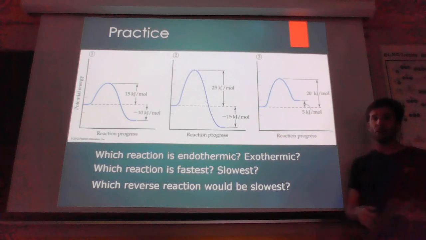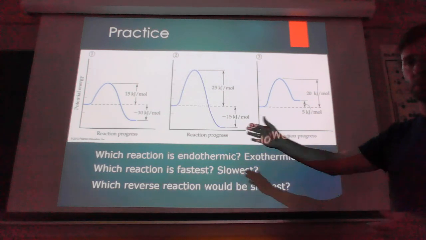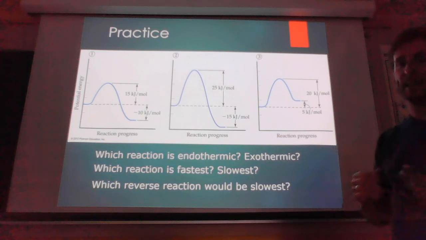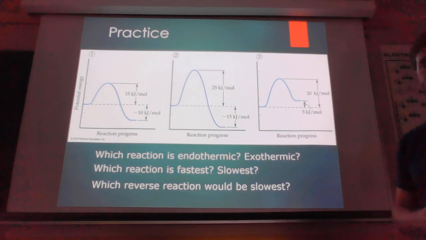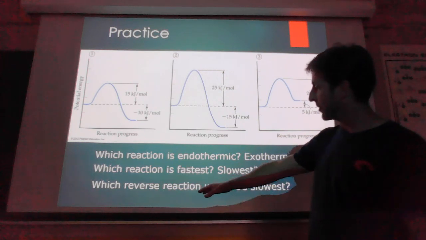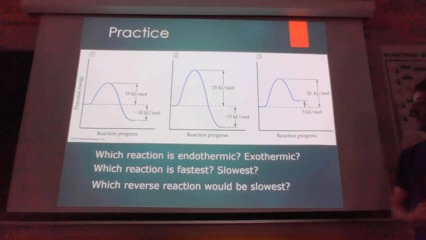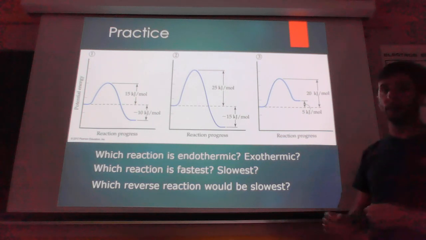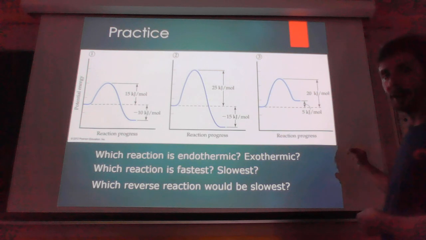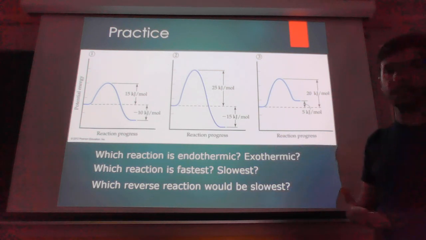Now, something we haven't talked about. Normally reactions go from left to right, but we're going to occasionally have cases, especially in the next chapter, where reactions can go backwards. We call that a reverse reaction. So which one of these reverse reactions would be the slowest? If I'm now starting on the right and going to the left, I can recalculate what my new activation energies are.